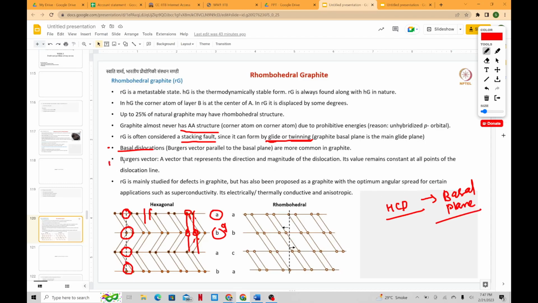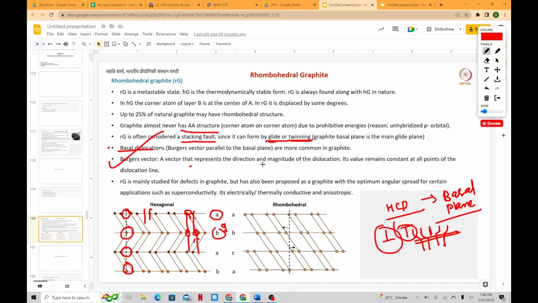Now the Burgers vector comes. The Burgers vector is a vector. Usually we define this like an edge dislocation or a screw dislocation. The edge is like this. This is a positive edge dislocation, and this is a negative edge dislocation. A little while ago I drew this kind of diagram. This is your positive edge dislocation. Why? Because it is formed like this. So this is positive and this is negative.